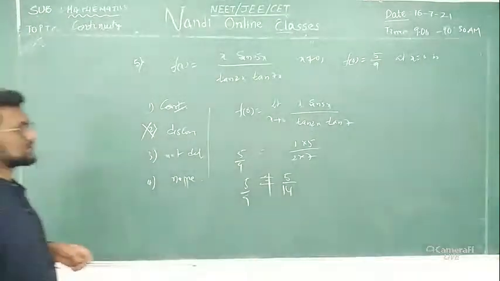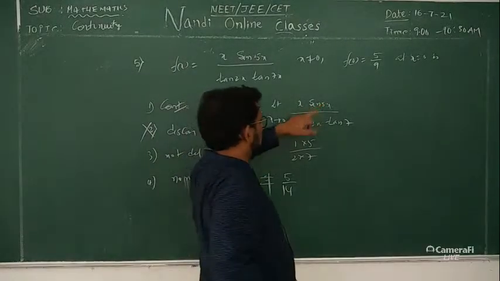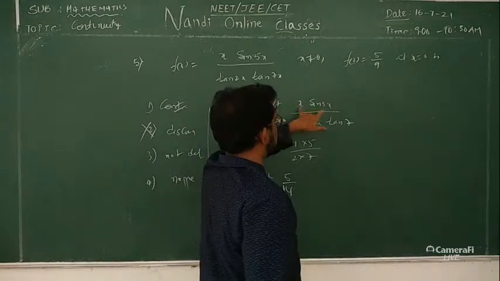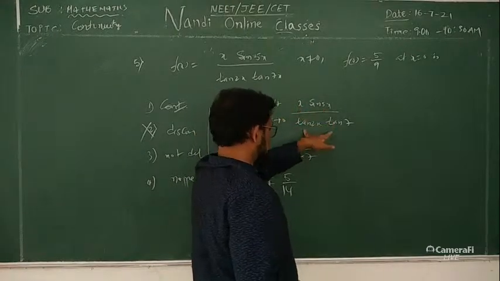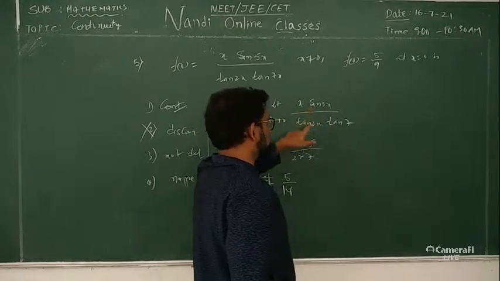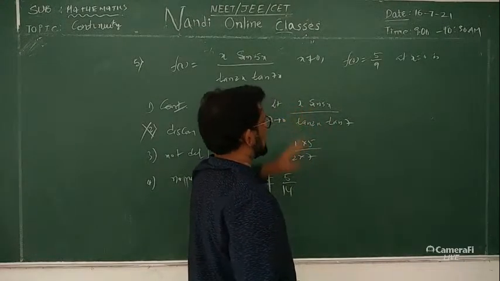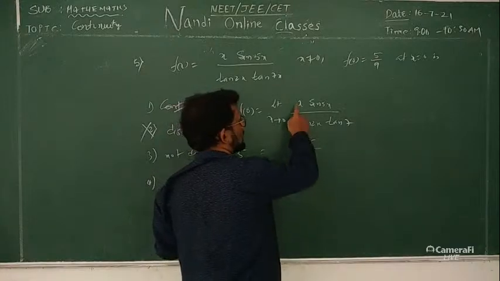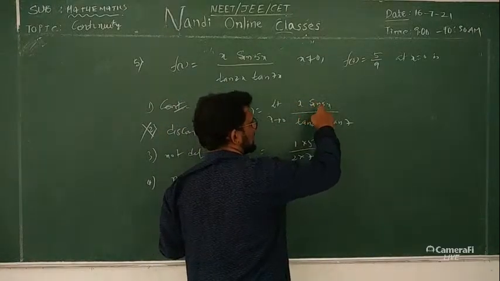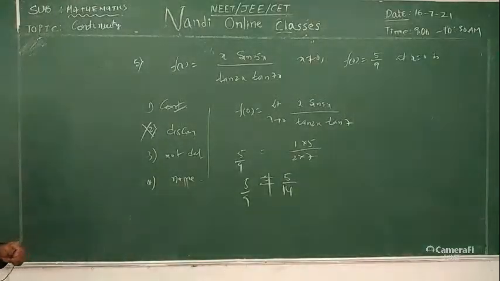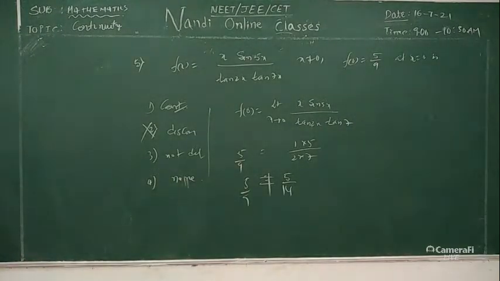It is a shortcut, 5 by 2 into 7. In this case, we can consider, because in the numerator two functions are there, in the denominator two functions are there, both sine and x, tan and x. Therefore, we can collect only the coefficients, 1 into 5 by 2 into 7. That itself is 5 by 14, which is not equal to 5 by 9. Therefore, it is discontinuous.